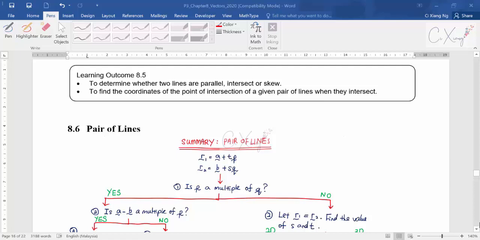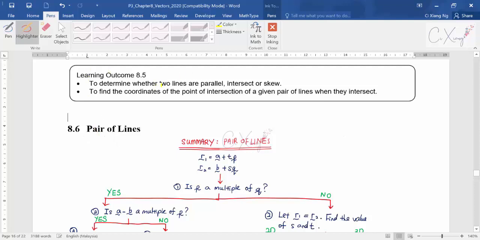Okay, so after we discussed how to form the vector equation for straight lines, now we proceed to the next part. This coming part we are going to talk about a pair of lines. In the previous part we talked about how to form the vector equation for one line, right? So now we are going to discuss a pair of lines.